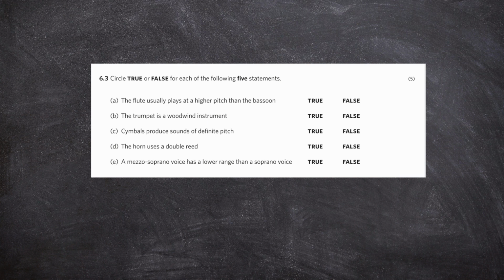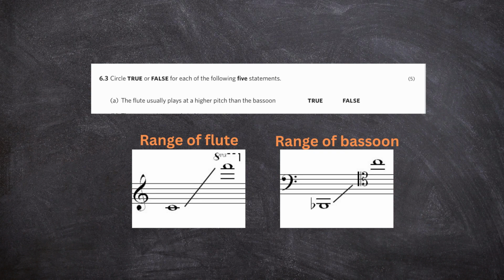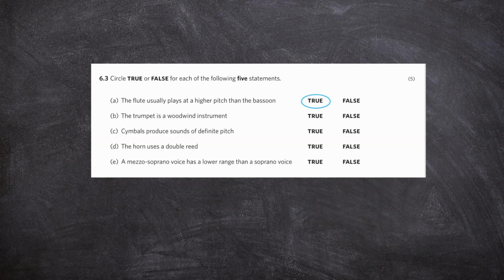Question 6.3. Circle the true or false in the following 5 statements. Question A. The flute usually plays at a higher pitch than the bassoon. Just by looking at the use of clef, you know this statement is true. Question B. The trumpet is a woodwind instrument. This is incorrect. Trumpet belongs to the brass family in an orchestra. Therefore, the answer is false.